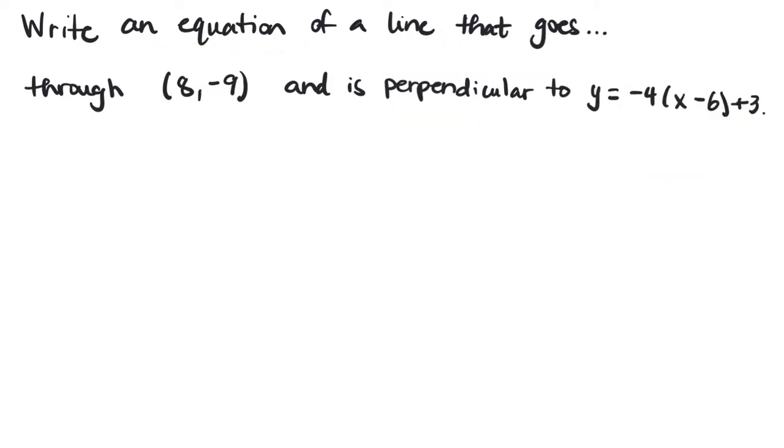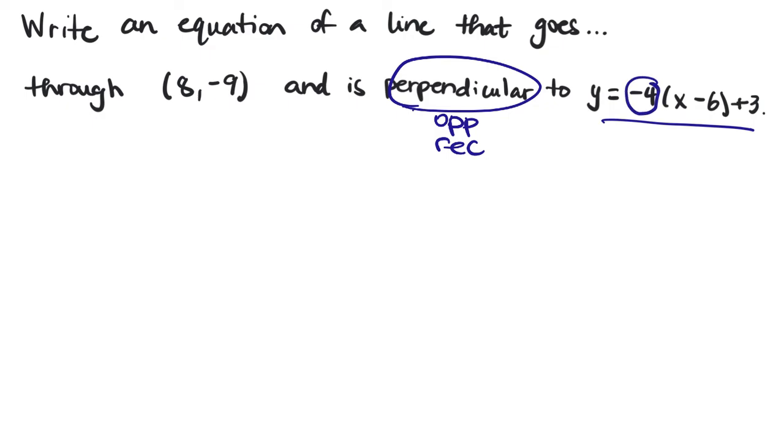Write an equation of a line that goes through (8, -9), and is perpendicular to y equals negative 4 times the quantity x minus 6, plus 3. So we need to look at the slope again, and perpendicular always is going to mean opposite and reciprocal. We are looking at the slope, which is always the coefficient of x. We don't need anything else from this equation. We just need that this slope is negative 4. I like to think of that as negative 4 over 1 because it makes doing the reciprocal easier.